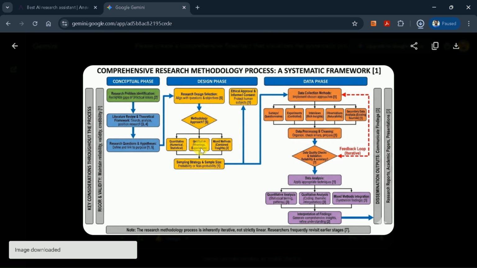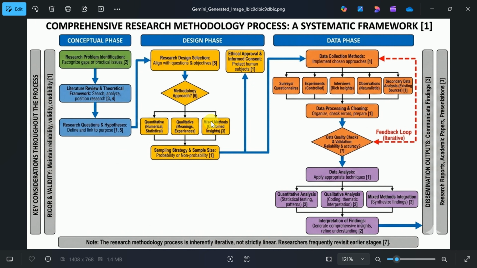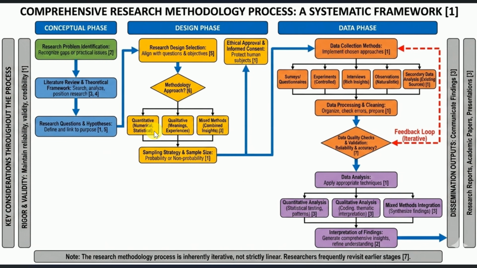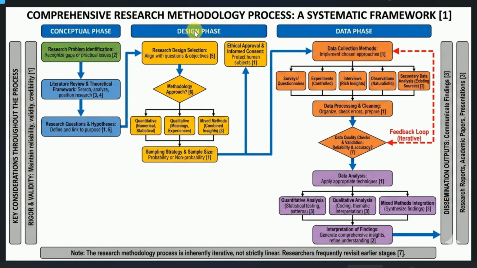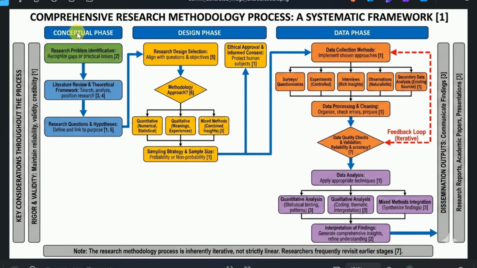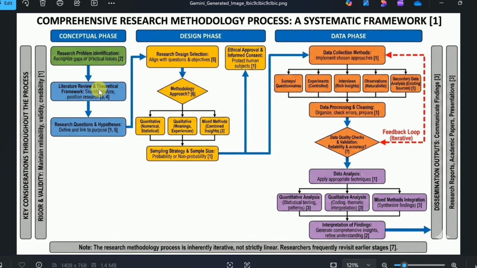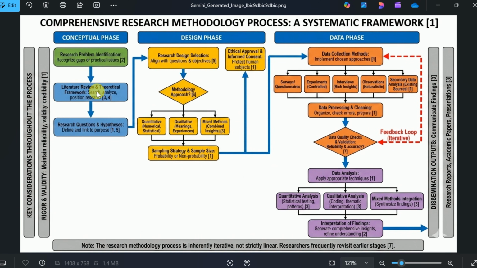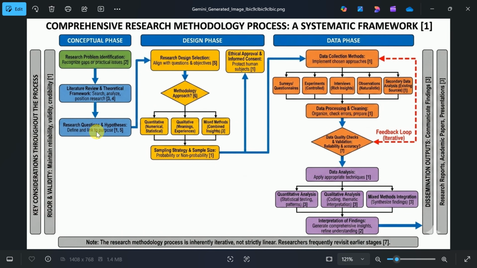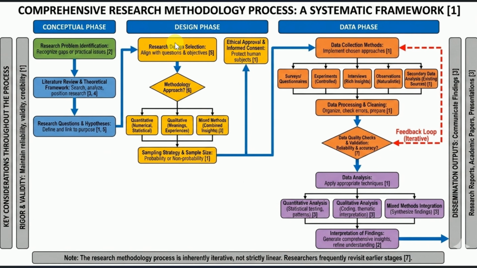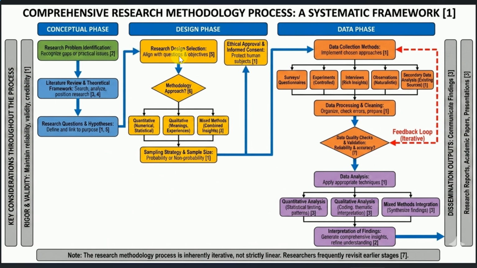Now, let me walk you through the comprehensive flowchart we've generated. As you can see, it contains 3 distinct phases. Phase 1, the initial phase. This includes research problem identification, followed by literature review and theoretical framework development. This is then followed by research questions and hypothesis formulation. Phase 2, research design. Here, we need to align with research questions and objectives.